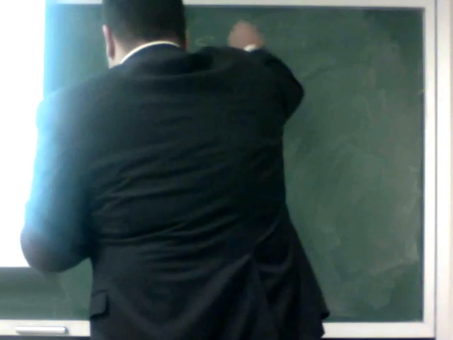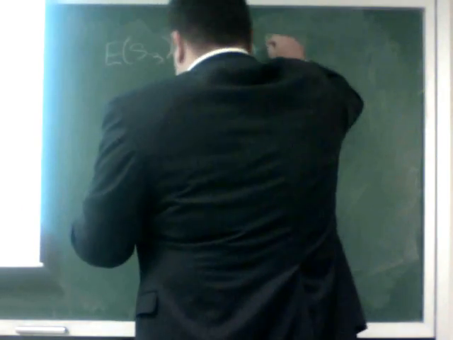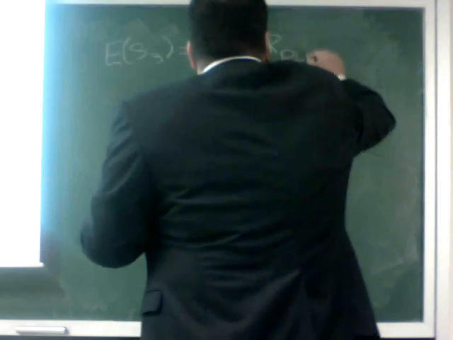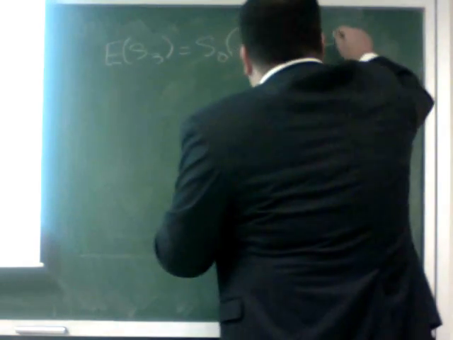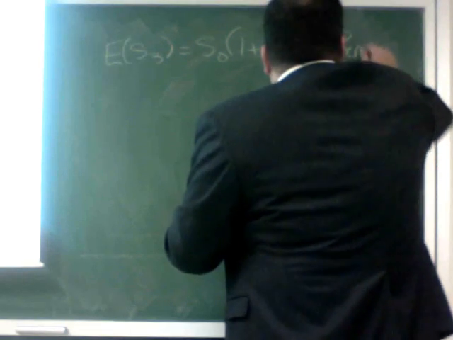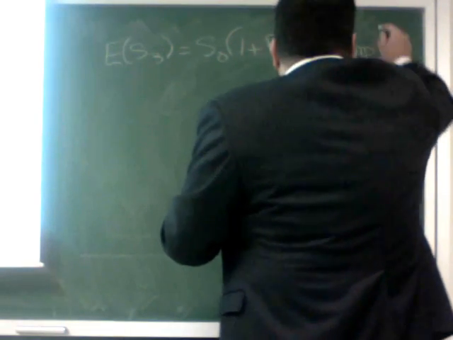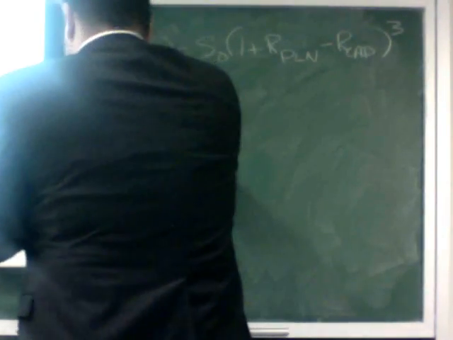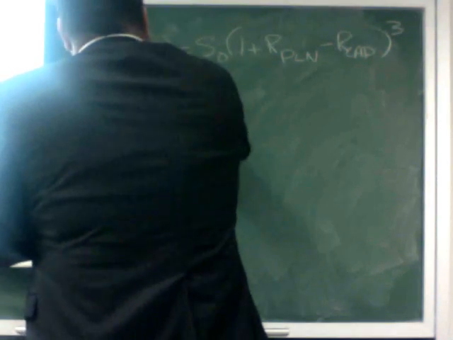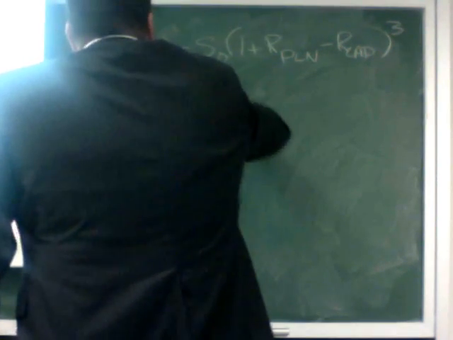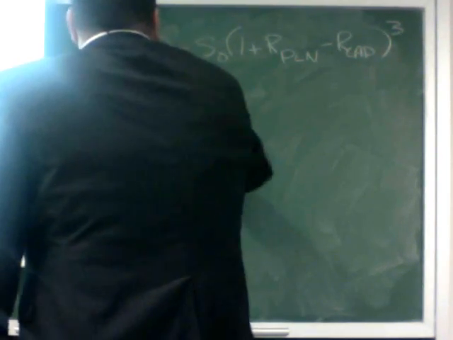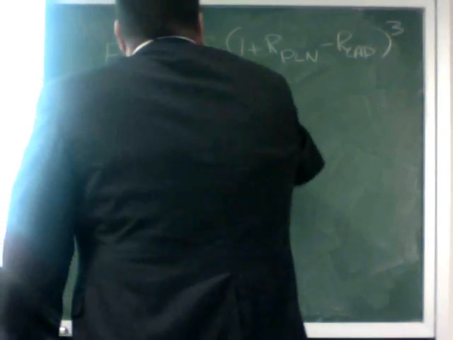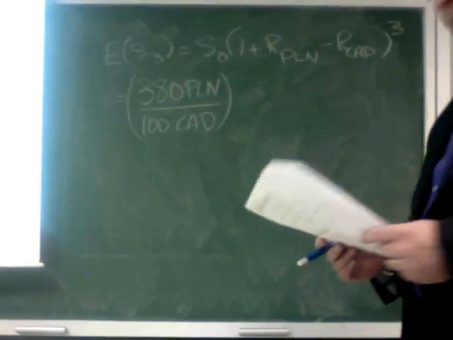is going to be the spot rate plus the spread between the interest rates. So right now, the spot rate is what? 3.8 PLNs per Canadian dollar.